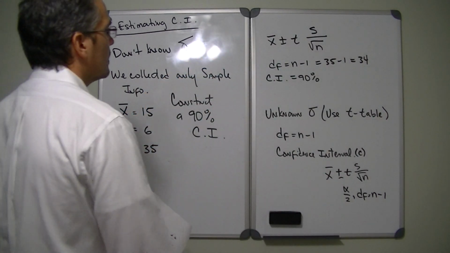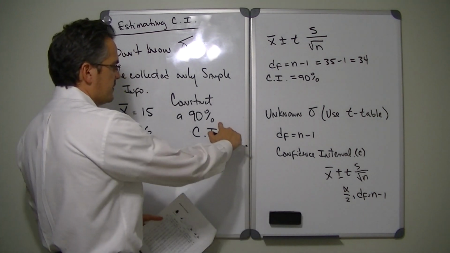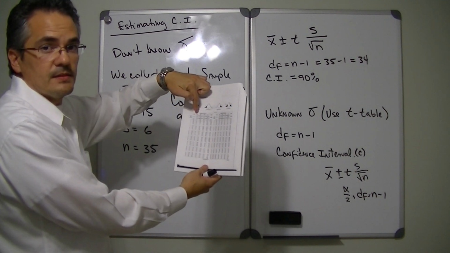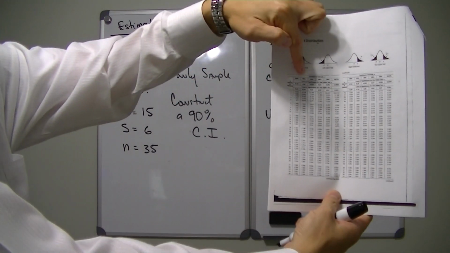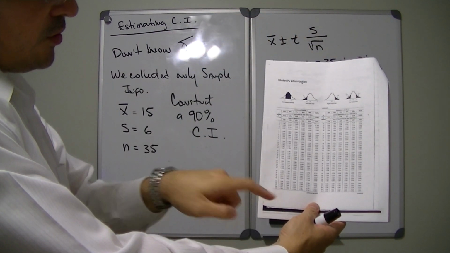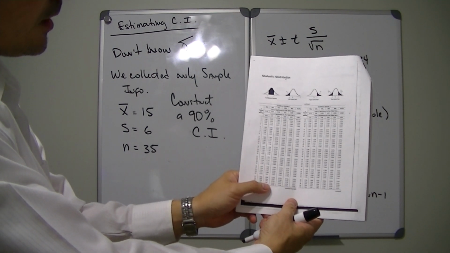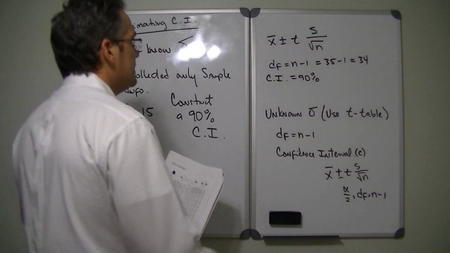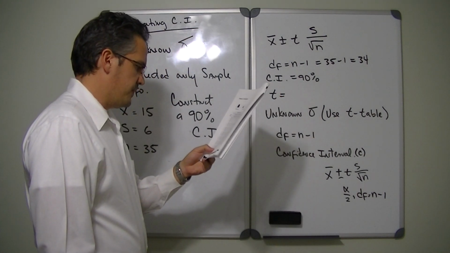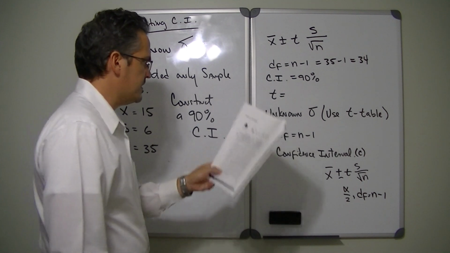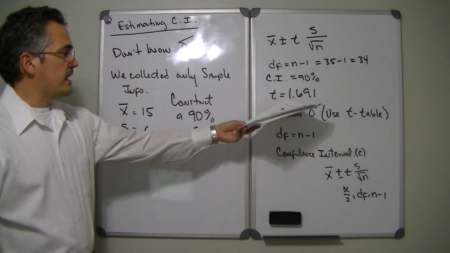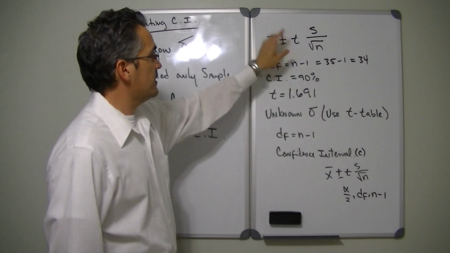And then we're going to look for 90% confidence interval. So you go to the top where it says 90%, and then you go down from that 90% all the way down to degrees of freedom of 34. And in this case, we have a t-value, 90%, degrees of freedom 34, of t-value is 1.691. Okay, now that t-value, you're going to plug it into that t, and the rest of the information we have.